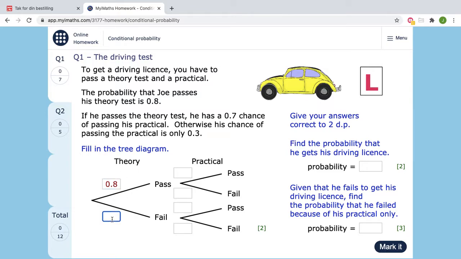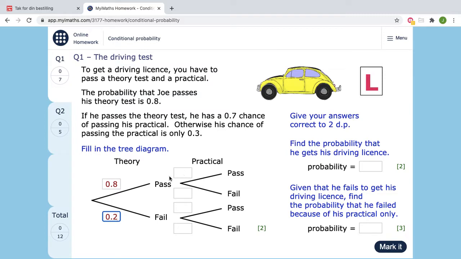Then immediately we can fill in that the probability that he fails his theory test is 0.2, because that's covering all of the possibilities, and then it adds up to 1. So all of the possibilities being covered, their probabilities, as long as they're mutually exclusive from each other, should add up to 1.